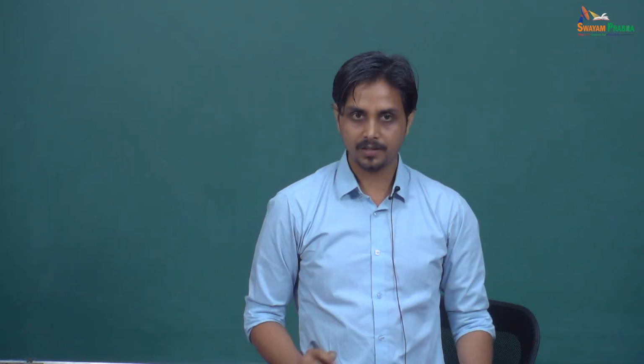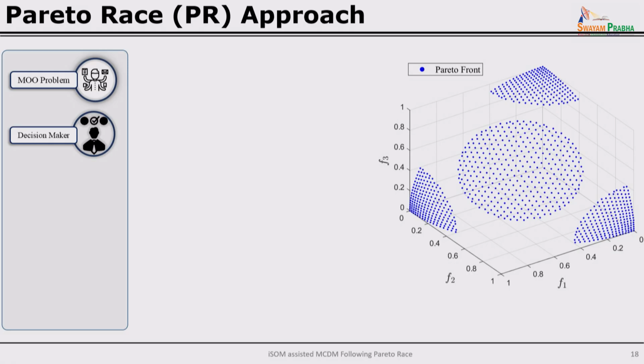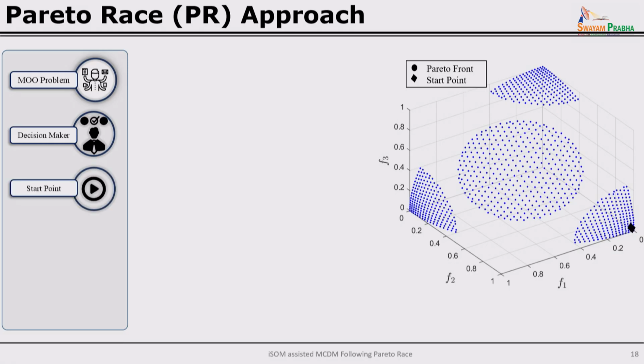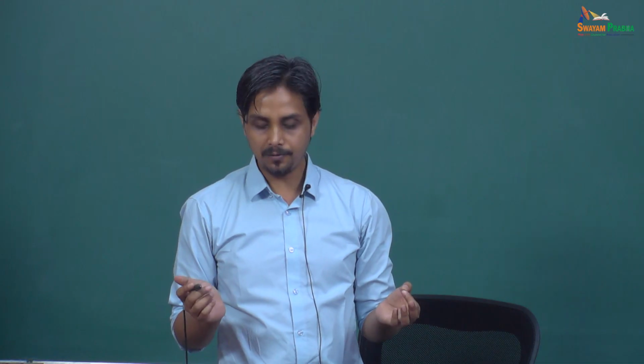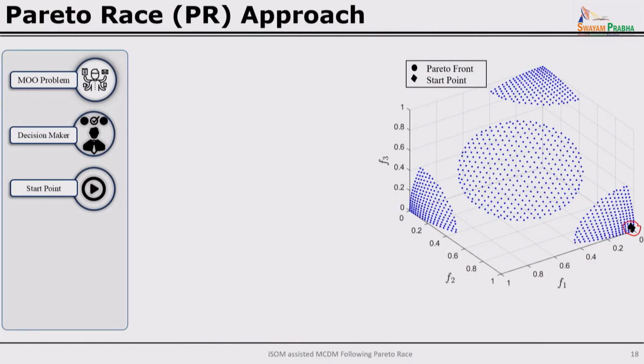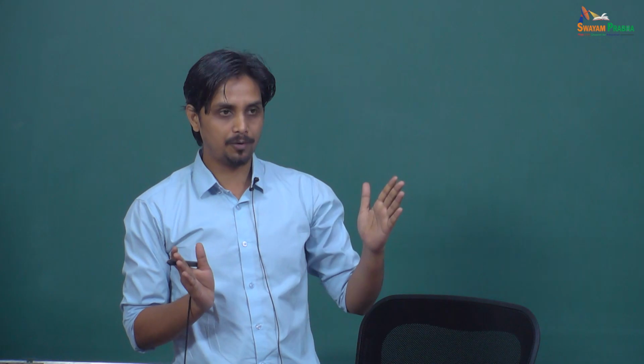There is a multi-objective optimization problem, and there is a decision maker, of course, and they have to pick a start point. So the start point will be one of the feasible points in the design space. Corresponding to that, we will compute the objective function values and calculate the corresponding Pareto optimal solution. So this is the start point over here. Now from here, the decision maker has to make 2 decisions. The first one: in which direction they want to move, and what step size they want to move, depending upon the F1, F2, F3 they like.